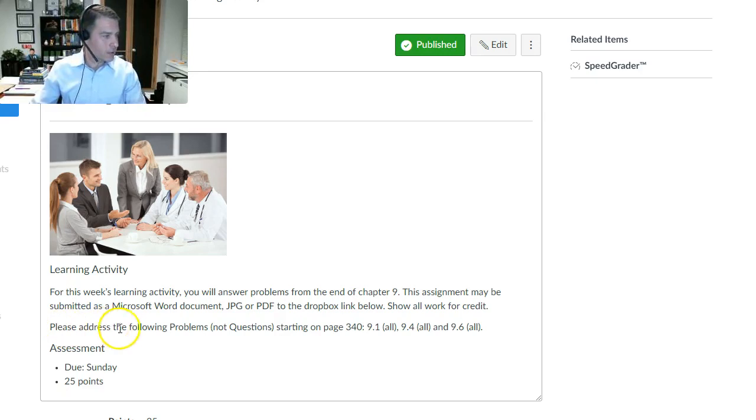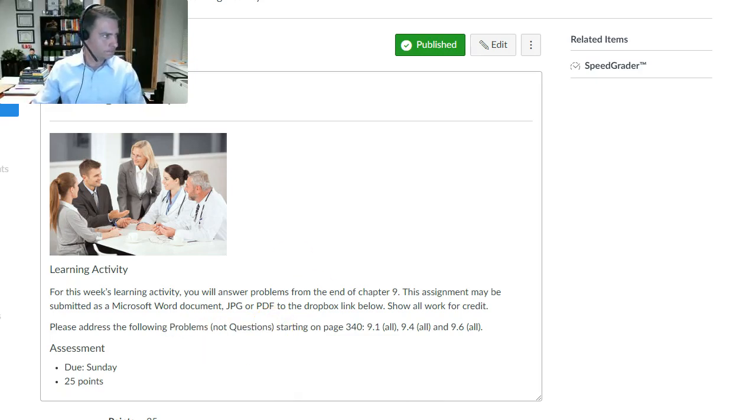So it says, please address the following problems, not questions, starting on page 340. And it's question 9.1 all, or problem 9.1 all, problem 9.4 ABC, all that stuff. I'll show you just a second, and 9.6. Again, the big thing to key in on this is it's the problems, not the questions. Okay, problems, not questions.